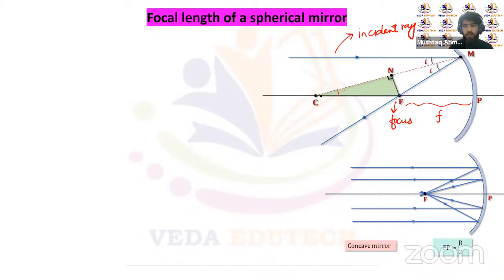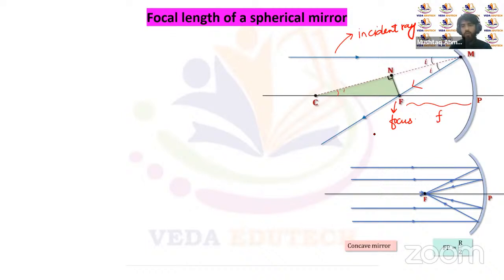Now you can see here the normal is drawn for the spherical mirror from the center of curvature, because we know that the radius is always perpendicular to the tangent in case of spheres. So the normal will always be drawn from the center of curvature in case of spherical mirrors. So we have drawn a normal CM, where the angle of incidence is I and the angle of reflection is also equal to I. There's a slight construction where we draw a perpendicular NF on the reflected ray.